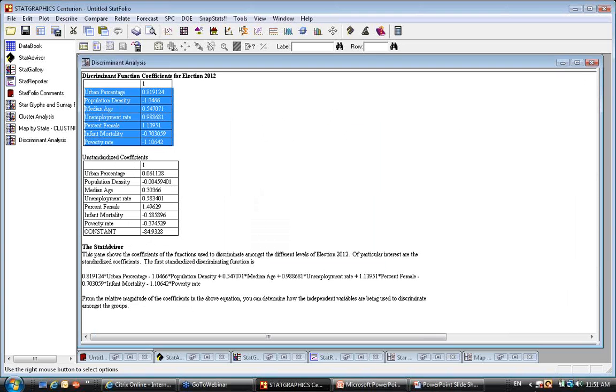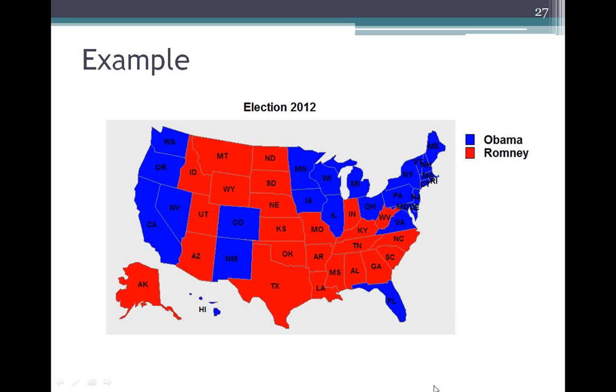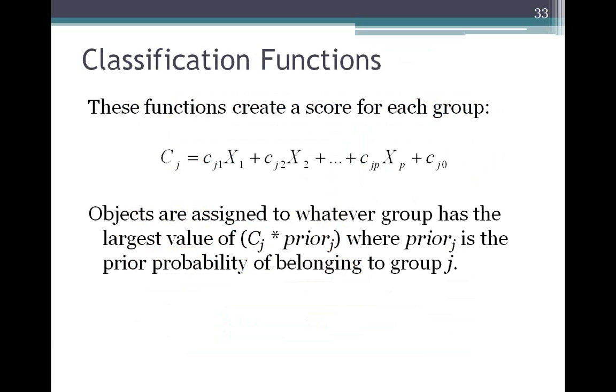Okay. Now, there's a little bit more that I need to tell you about this. I need to talk a little bit more about classification. So let's go back to PowerPoint for a moment. And I'll go down through what I just did until I get to the slide that talks about classification functions.